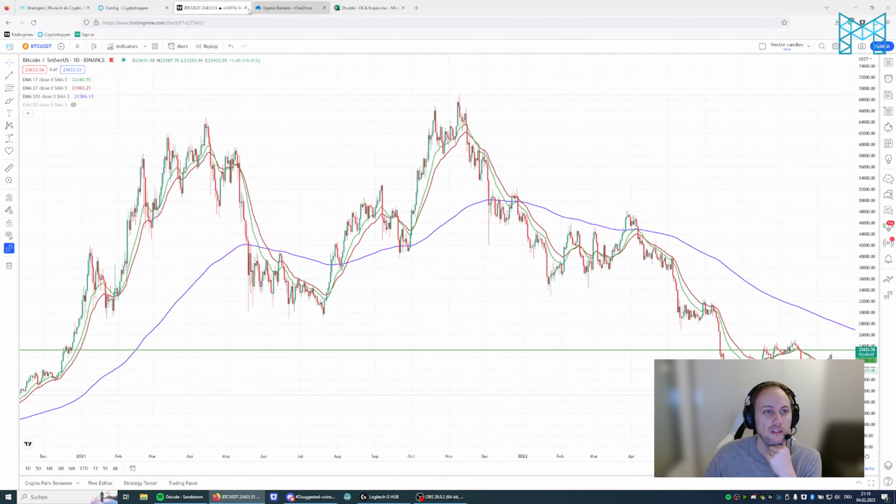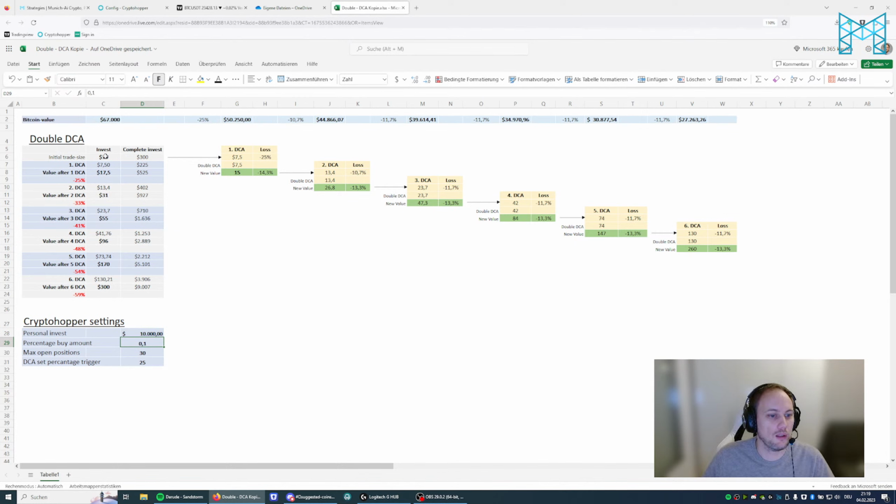For example, if you have 10,000, the table will automatically adjust the buy amount. No, you put in the buy amount, of course, but the table will, based on your invest and your percentage buy amount, adjust the trade size. So of course, if you have 10,000 and you have a percentage buy amount of 0.1, then you have an invest per trade size of $10. This is clear.